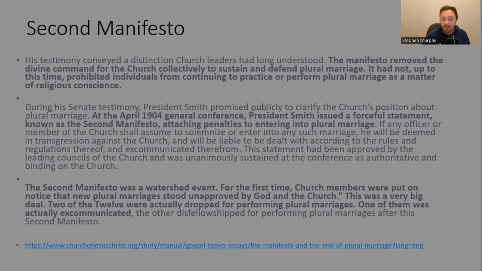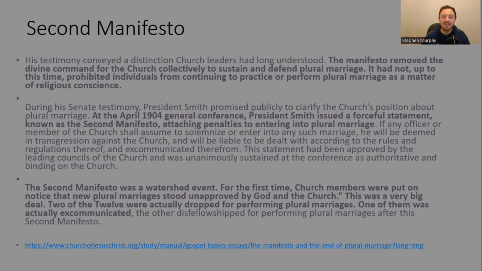Two of the 12 were actually dropped for performing plural marriages. One of them was actually excommunicated. The others were disfellowshipped for performing plural marriages after the Second Manifesto. So a lot of people really struggled with the Manifesto, and people were still practicing it after the first one, and even after the second.